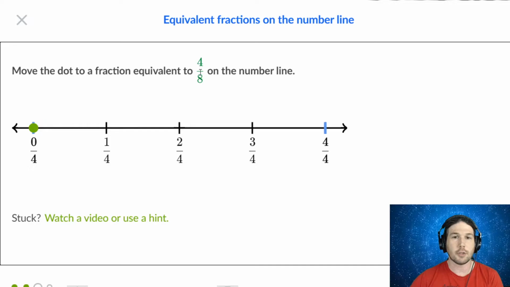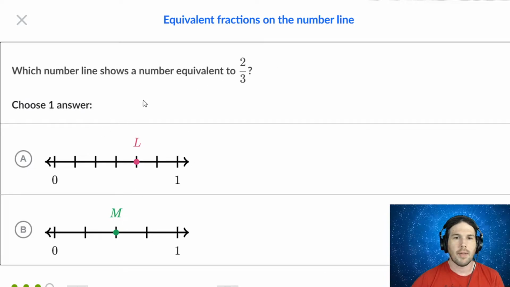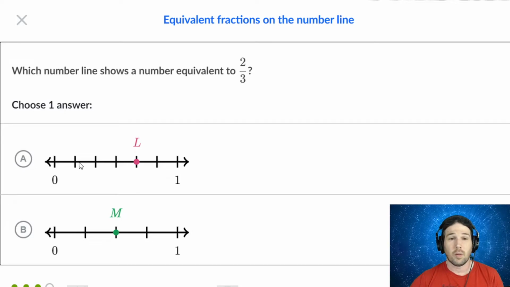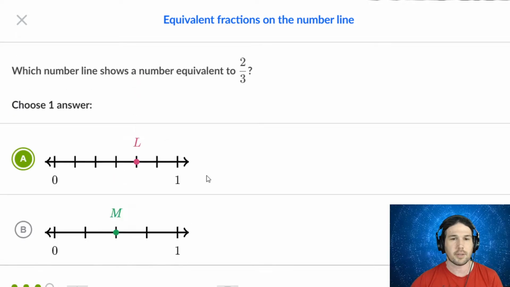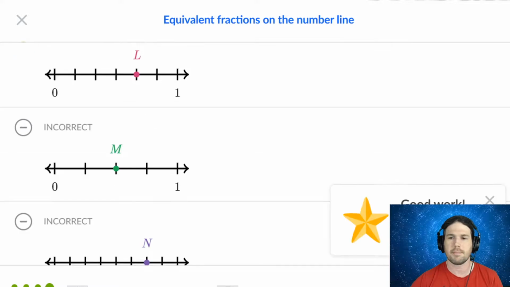We want to get to 4/8, which is the same thing as 2/4. And then let's see, 2/3. 1, 2, 3, 4, 5, 6. 1, 2, 3, 4. I do believe 4/6 is the correct answer. This looks like halfway, and this looks like more than 2/3.